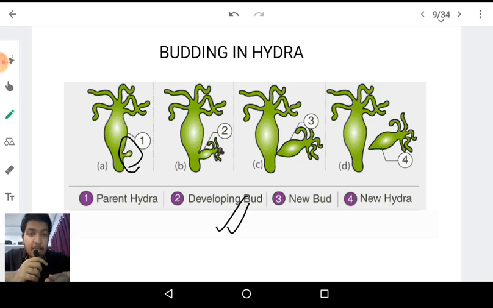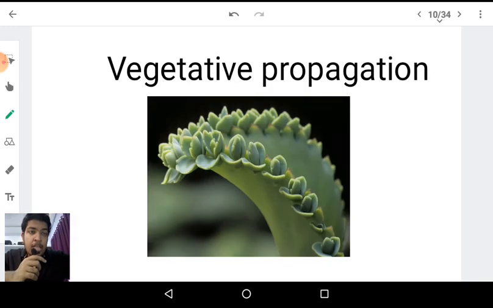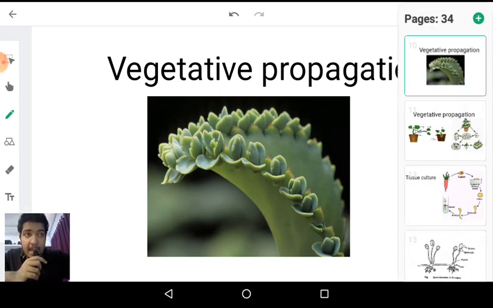This is known as budding, and that happens in organisms such as hydra as well as yeast. Yeast is a fungus and hydra is an animal. Now let us talk about vegetative propagation. What is vegetative propagation? Before we start with that, let me discuss the parts of a plant.